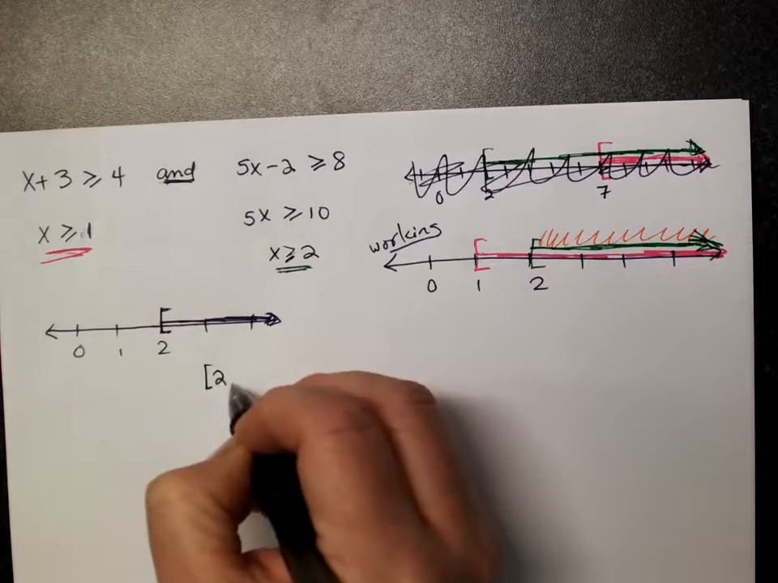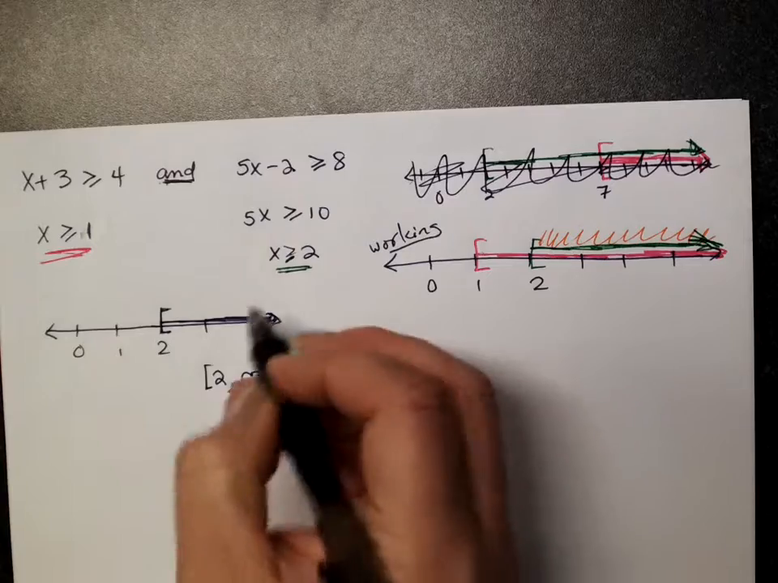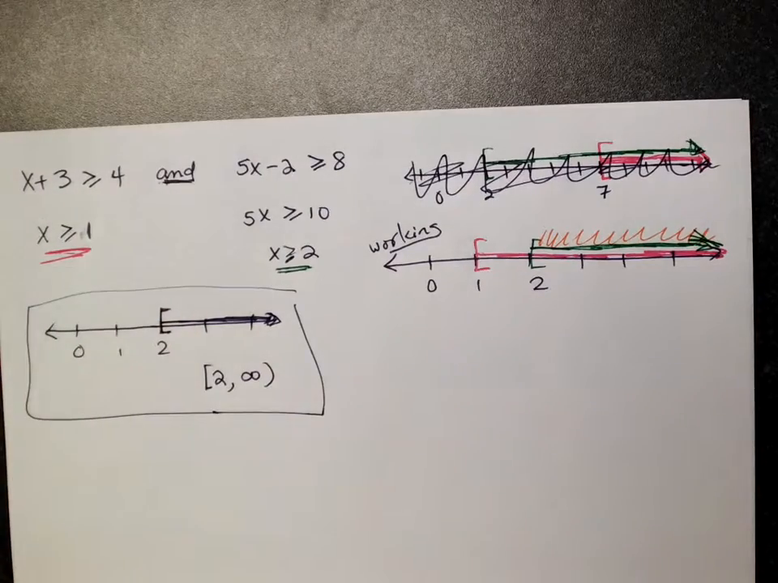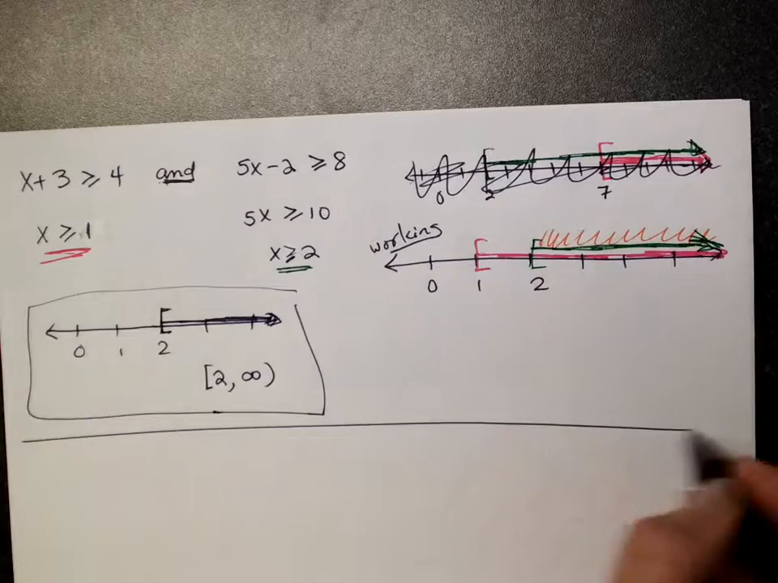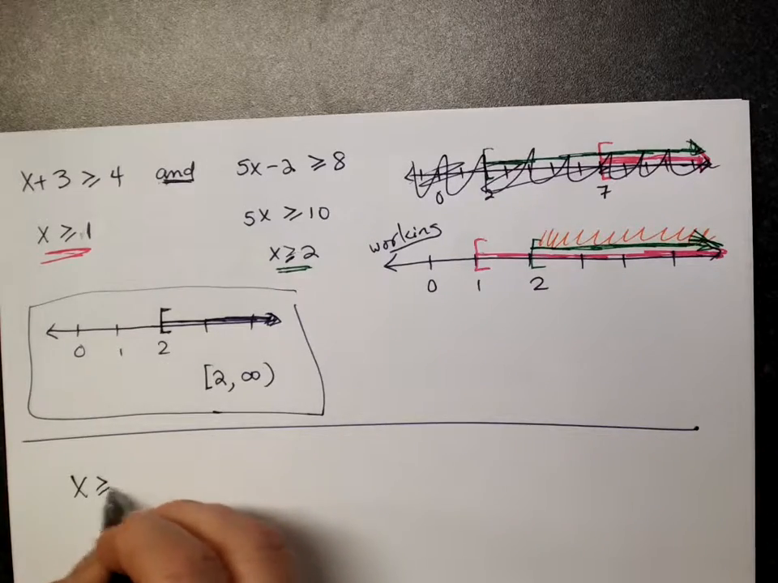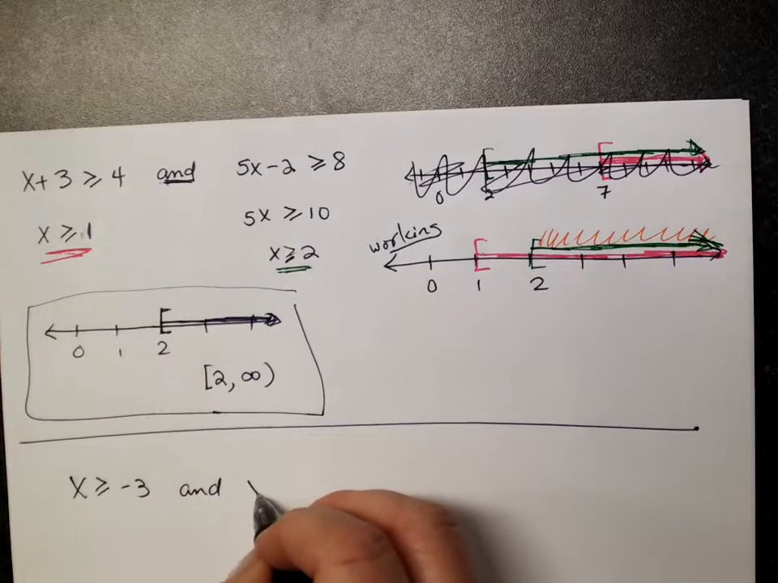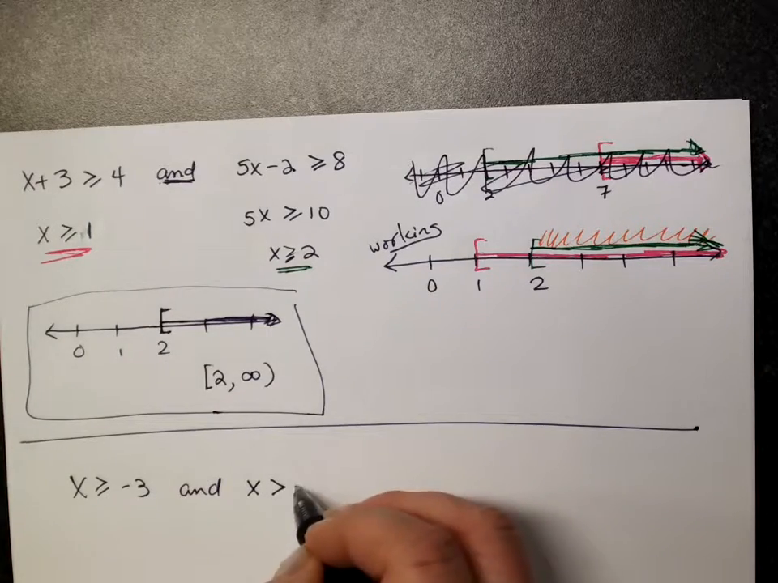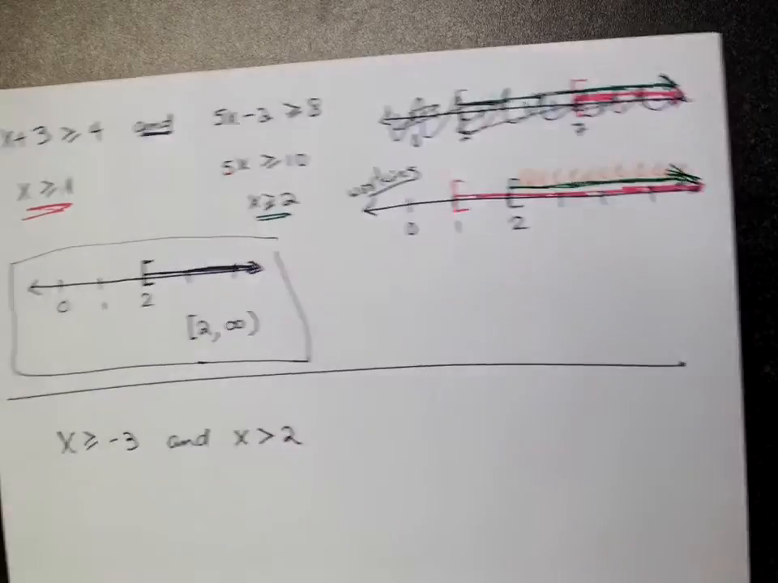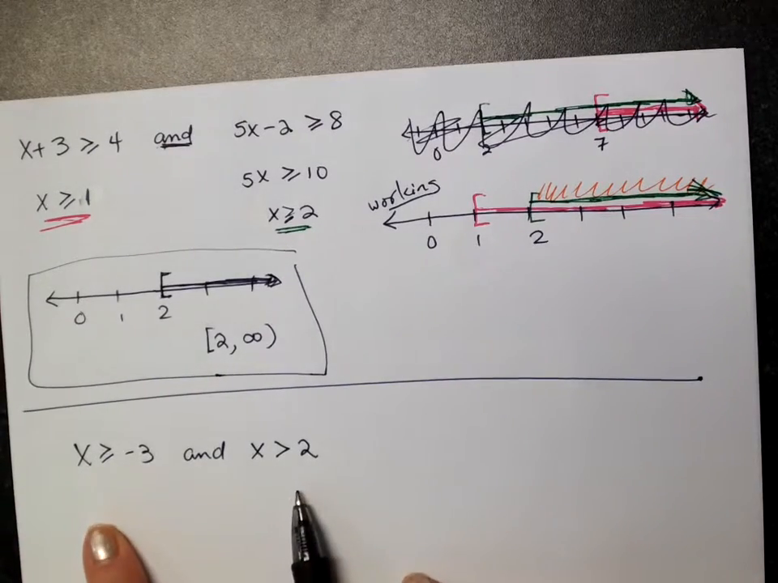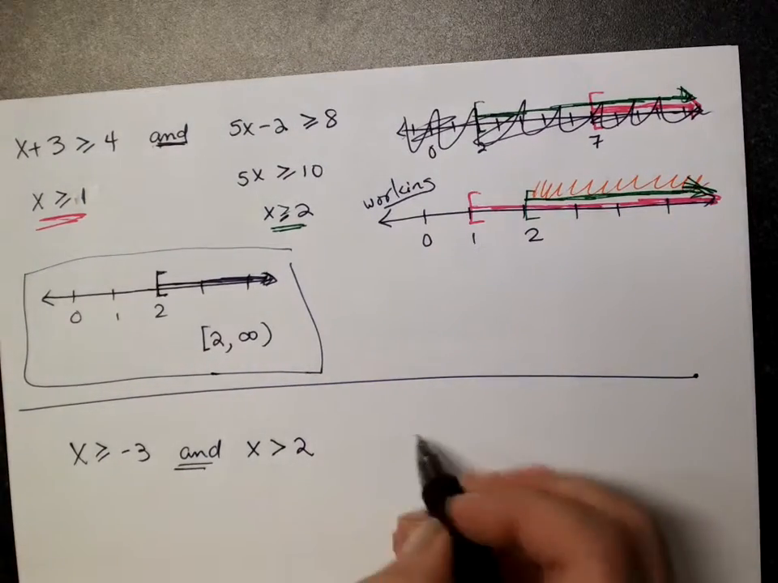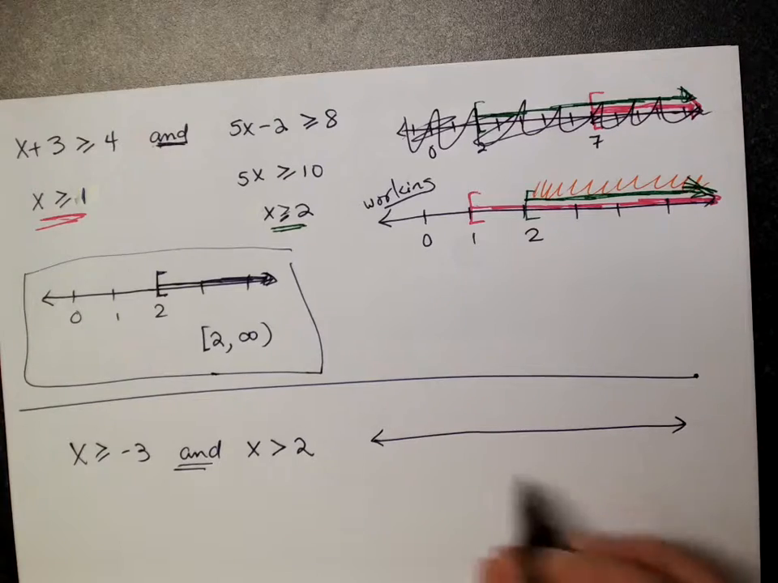2, and 2 is included, and it goes up to infinity. Now, if you had x greater than or equal to -3, and I'll just go ahead and give two solved ones, and x is greater than 2. We'll do it that way. Okay. So here's 2, and they're already solved. Okay. Put those on a working graph.